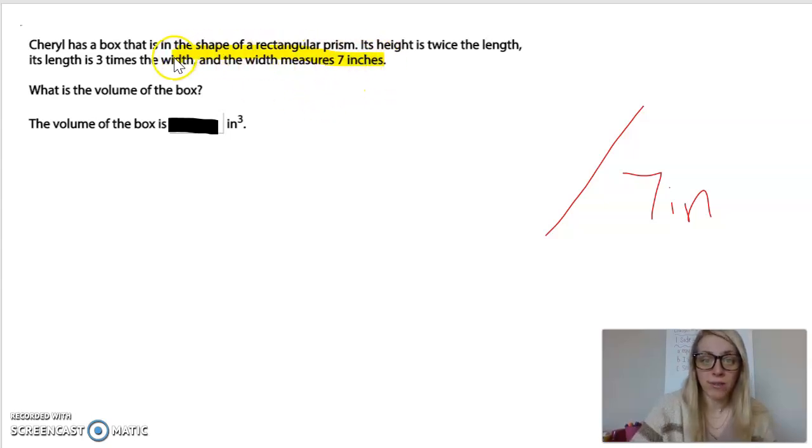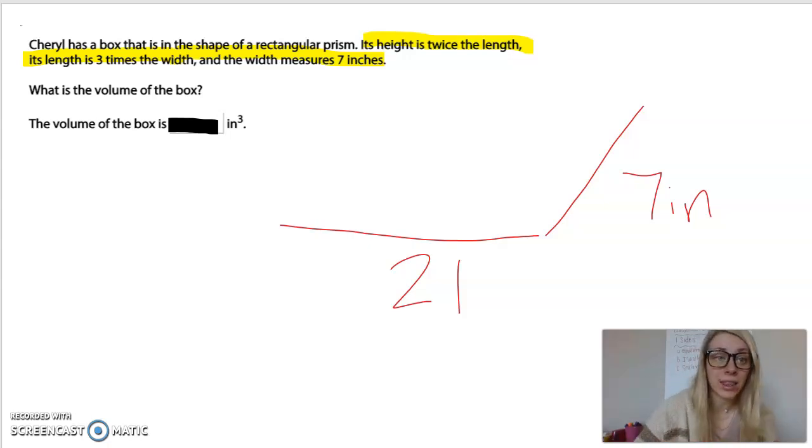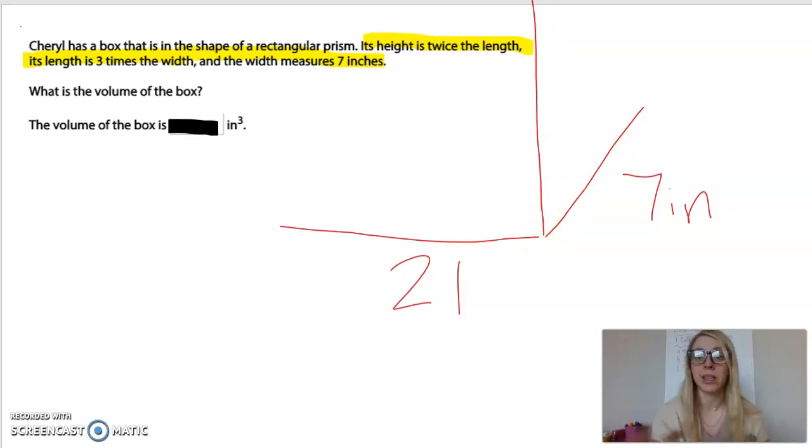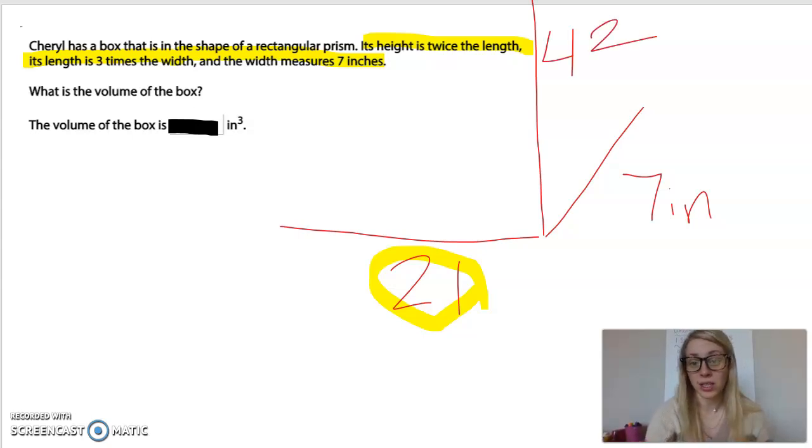The width measures 7 inches, then the length is 3 times that. The length here is going to be 3 times 7 inches, and I know that 7 times 3 is just 21. So then I have to work even further backwards. Its height is twice the length. So now I'm doing height. Its height is 2 times the length. So I just solved the length, which is 21. So if I double that, that's going to be the height. So my height is going to be 42 inches.